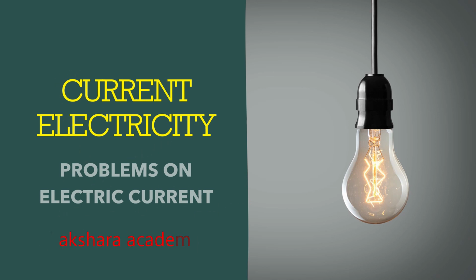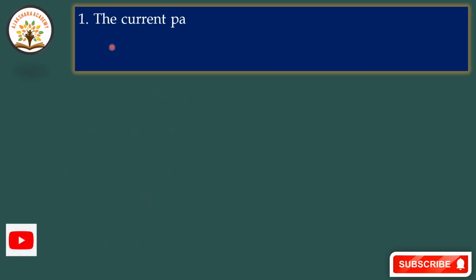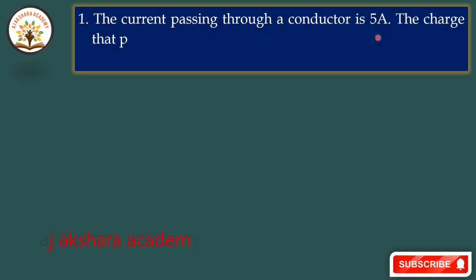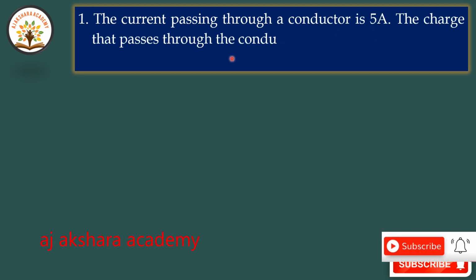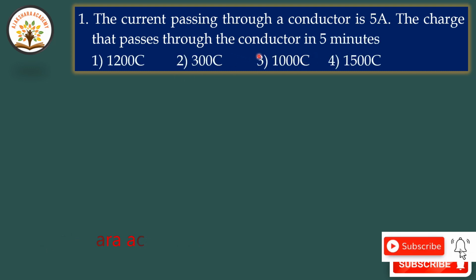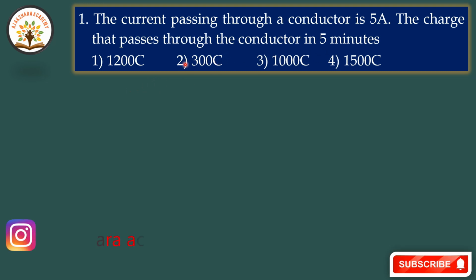Okay, let us go to today's session. First one. The current passing through a conductor is 5 amps. Find the charge that passes through the conductor in 5 minutes. Now we have to calculate the charge passing through a conductor in 5 minutes. Let us go to the solution.